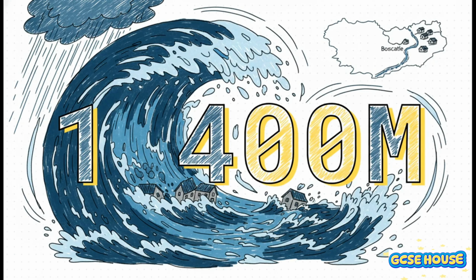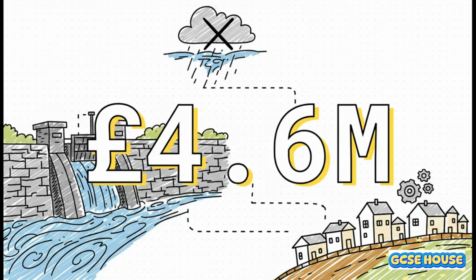And if you want to see why managing rivers is so incredibly important, look no further than Boscastle in Cornwall back in 2004. In just 2 hours, an incredible 1.4 billion liters of water fell. I mean, can you even picture that? It was a wall of water that completely overwhelmed the local rivers. The aftermath was, as you can imagine, devastating. It prompted a huge flood defense project that cost £4.6 million to make sure something like that wouldn't happen again.